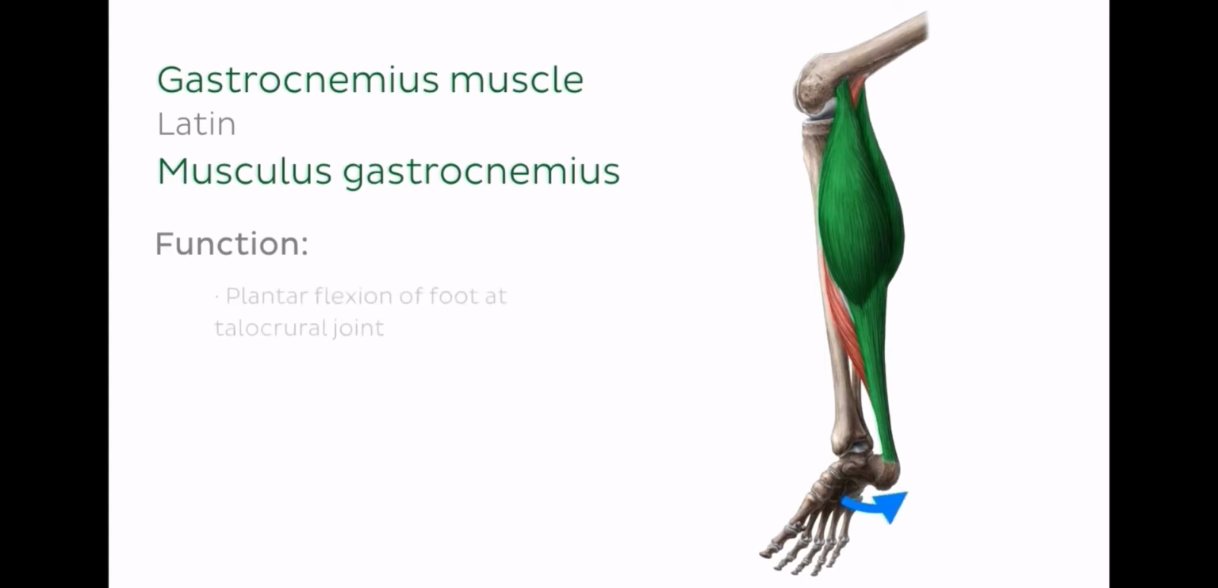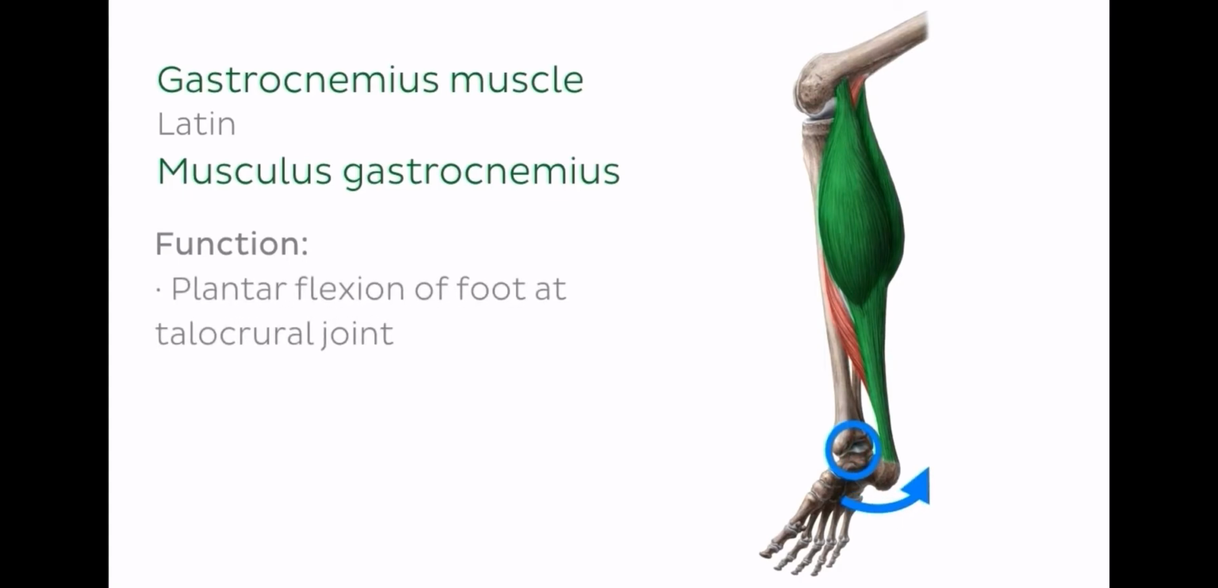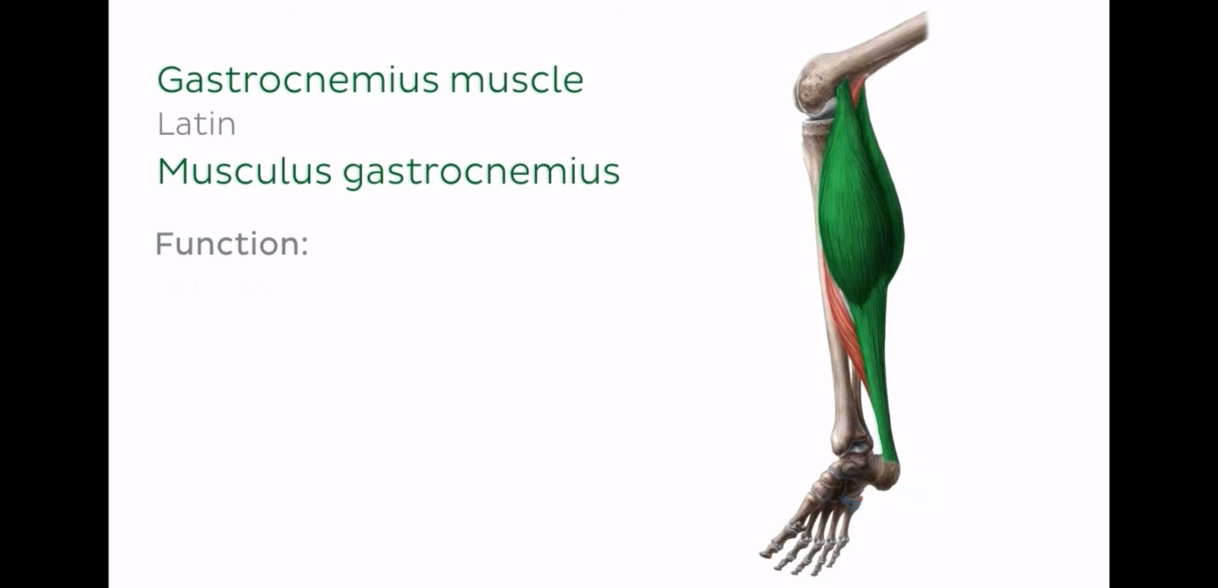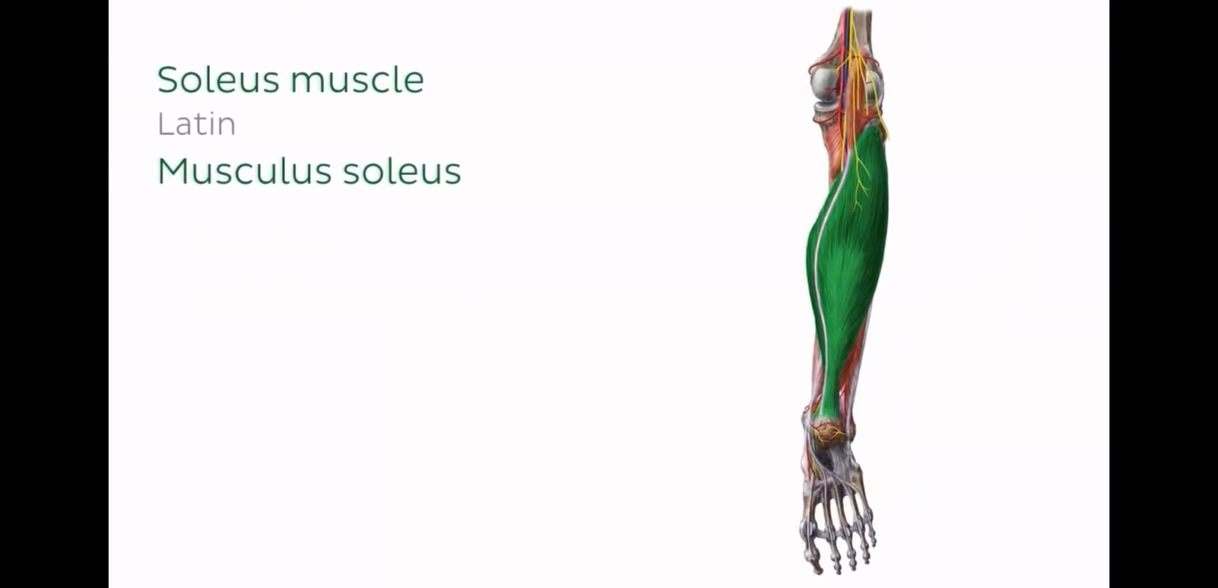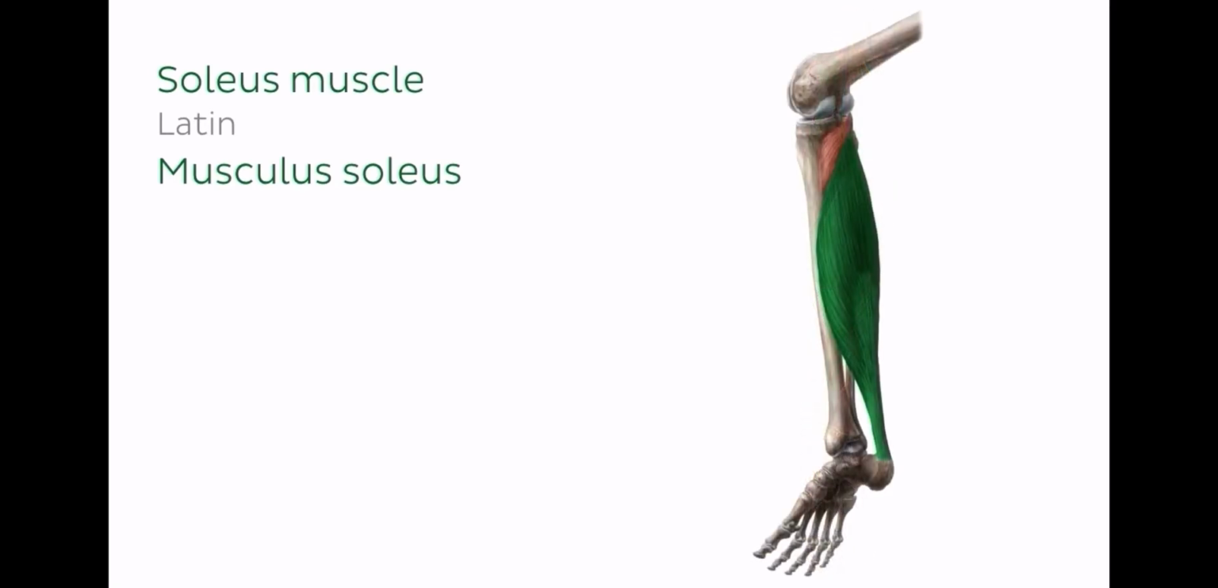And in terms of its function, it helps with the plantar flexion of the foot, as well as flexion of the knee joint. Moving on to the soleus muscle. The soleus muscle is, as we said, the other muscle that makes up the triceps surae muscle. And we're just putting a transparent copy of our gastrocnemius over the top just here. And again, looking at its posteromedial view, we can see that it's involved.